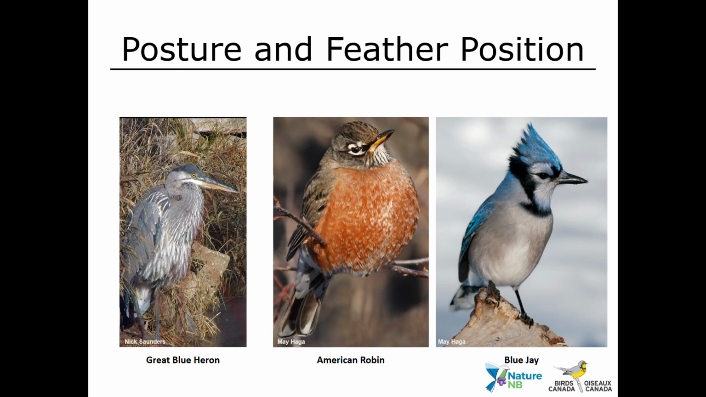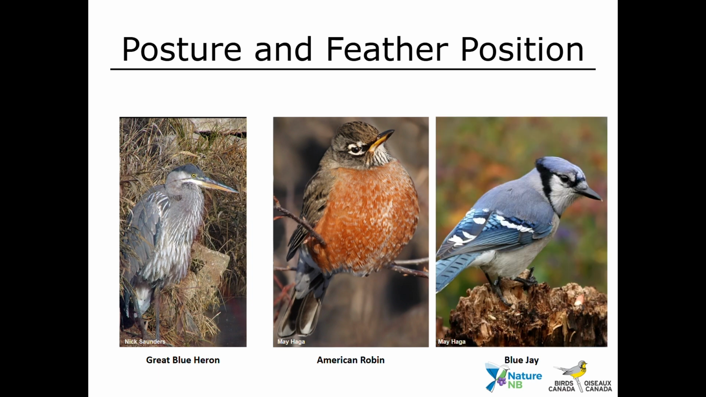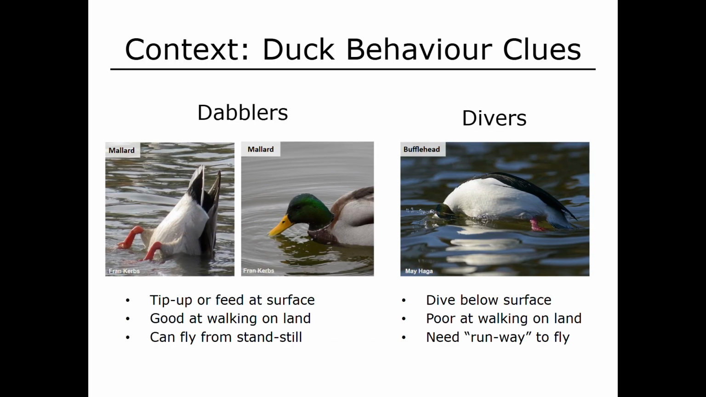And then the blue jay has that characteristic crest, but it can flatten it down. So shape is a great identifying feature, but we have to be aware that it can be variable depending on the situation. The third key that you can look at for identifying birds is their context. So what is the bird doing and where is it living?